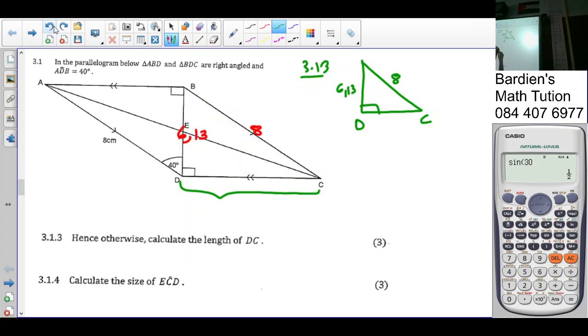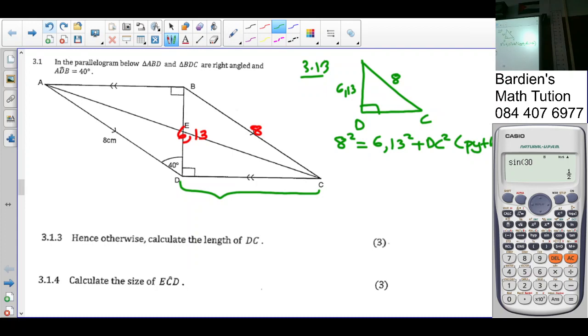So we said Pythagoras. So it's going to be 8 squared is equal to 6,13 squared plus DC squared. Pythagoras, with angle BDC equals 90. Since this is not trigonometry, you don't need to write the reason unless they have stated you must write the reason. So here to calculate DC, you didn't need to write a reason. Okay?